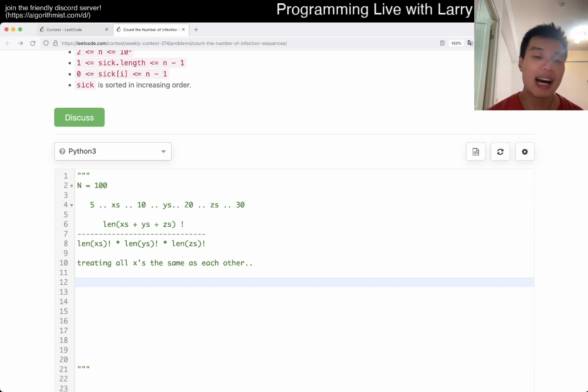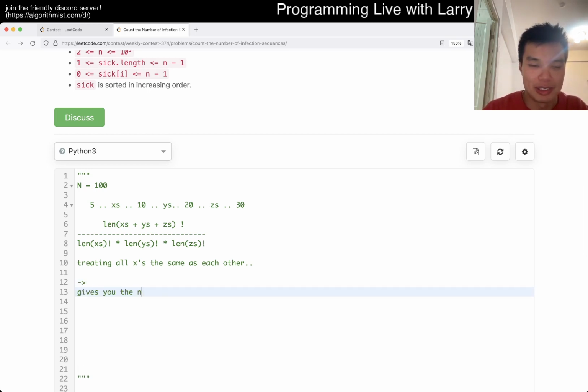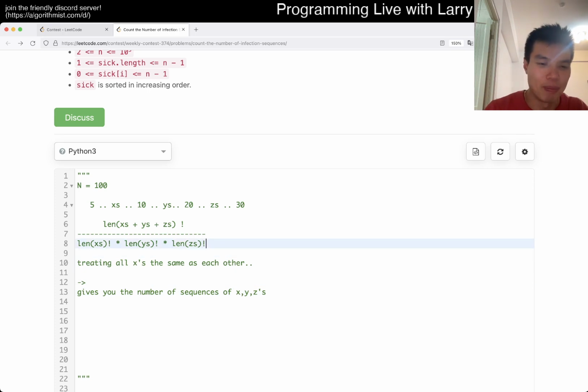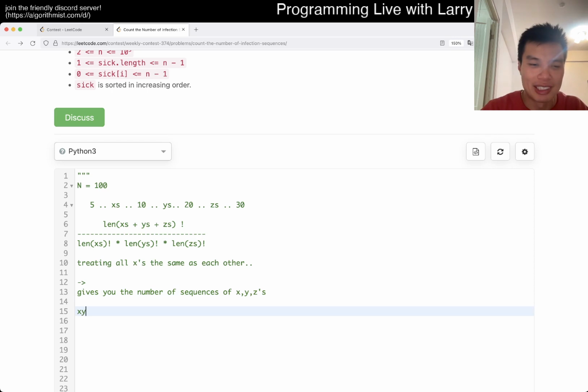Now this basically gives you the number of sequences of x's, y's, z's, right? And of course, this generalizes to more distinct things, but I'm just using x, y, z as an example. So now you have some sequence. This is one example of a sequence, and there could be many more. In fact, there are many more.